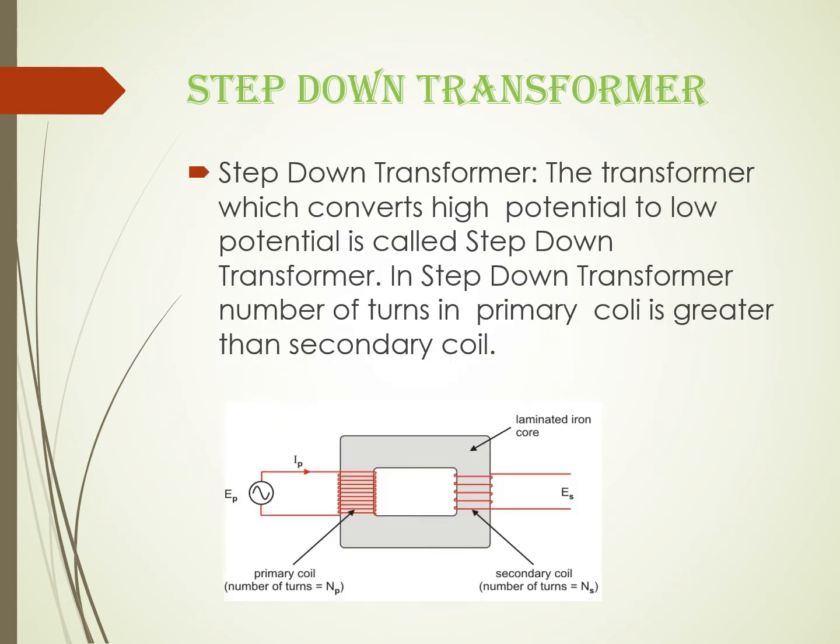Let us see step-down transformer. Step-down transformer converts high potential to low potential. And in this kind of transformer, the number of turns in the primary coil is greater than the number of turns in the secondary coil. So this is the basic difference between the step-up transformer and step-down transformer. See, this is the primary coil. This is the secondary coil. Number of turns of a coil in primary is more as compared to number of turns in secondary.